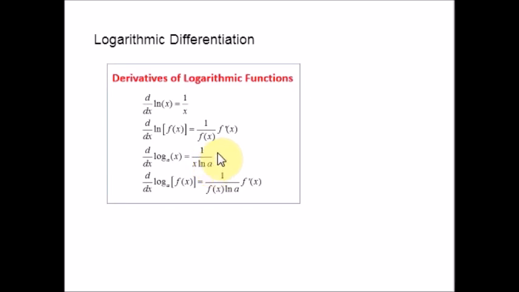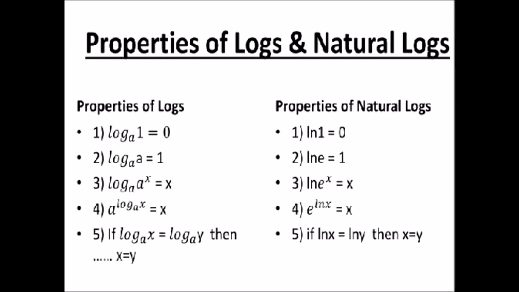Now let me give you the properties of natural logarithms. Here are the properties of logs and natural logs as well. Please have a glance over this. I have a value for the base e. e is approximately equal to 2.71828. If you round it, you will get 2.718. You can use that. Please look at these properties.